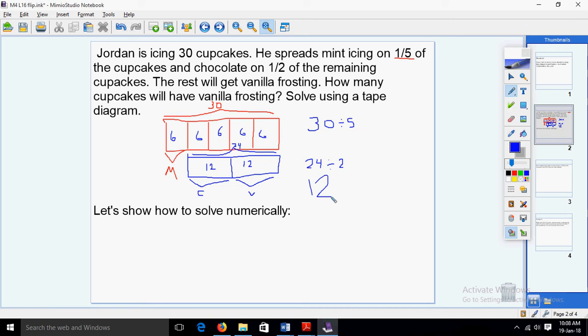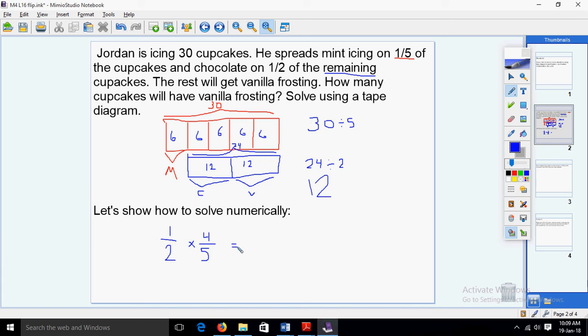All right, now we can show this numerically. I'm not going to encourage this, but there is a way. And so we're going to look at that real quick just for this first problem here. Looking at our problem, we want to try to figure out what 1/2 of 4/5 is. That's what we're going to first write down. Now, why did I write 4/5 instead of 1/5? Well, because in our problem it says remaining. So we don't want to figure out what 1/2 of 1/5 is because we already know it's mint. We're trying to figure out what the remaining cupcakes are. That's why I have 4/5.